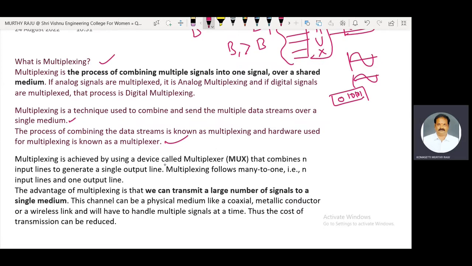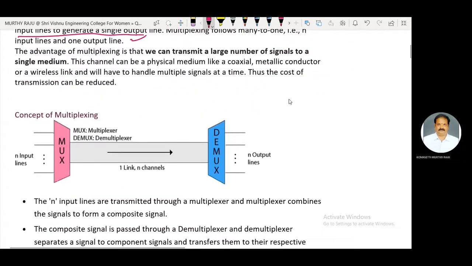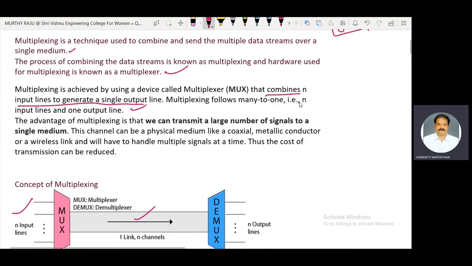Multiplexing is achieved by using a device called a multiplexer that combines n input lines to generate a single output line. It combines n input lines and generates a single output line. Multiplexing follows many to one: n input lines and one output line.